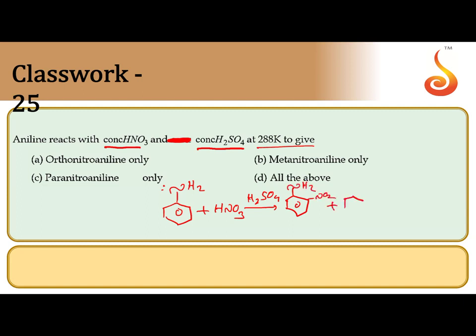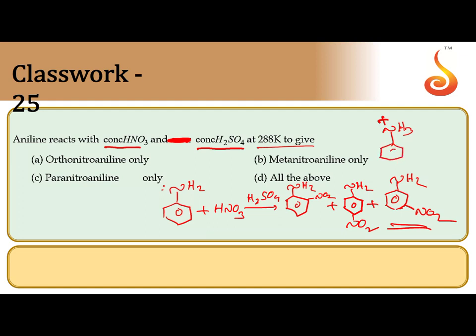Ortho nitroaniline, para nitroaniline, but in addition to these two, even meta nitroaniline is also obtained, at meta position also involved. This is surprising one. So this is due to the formation of anilinium ion.